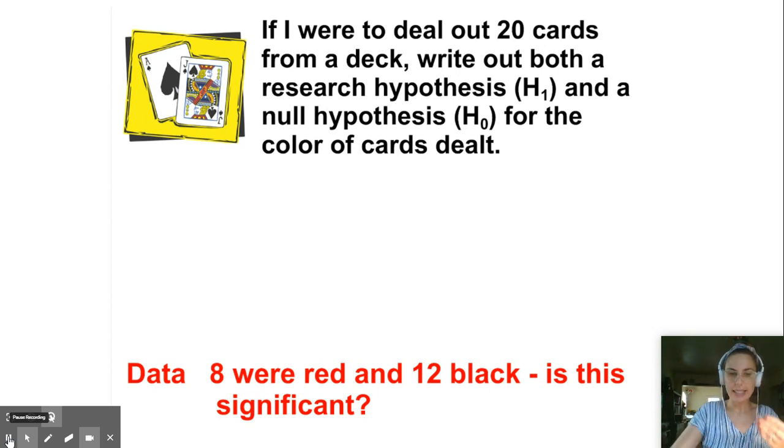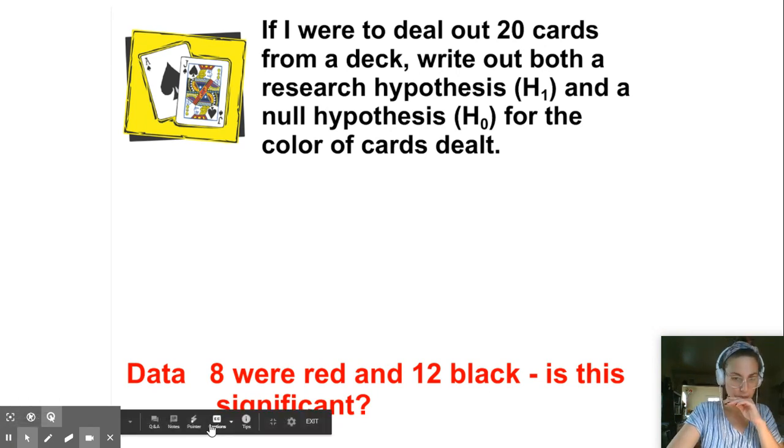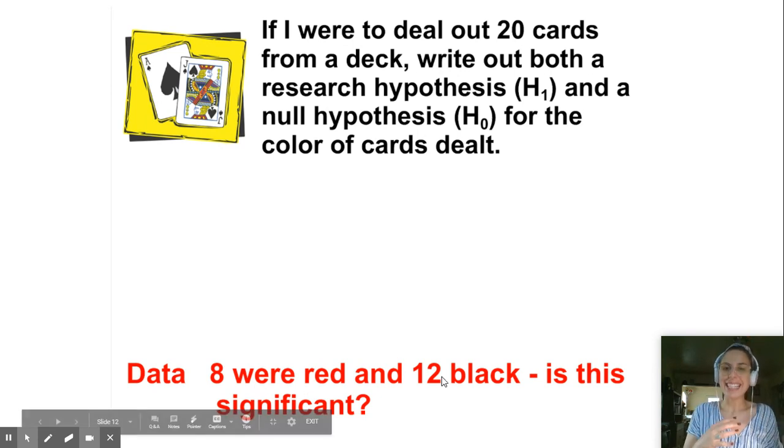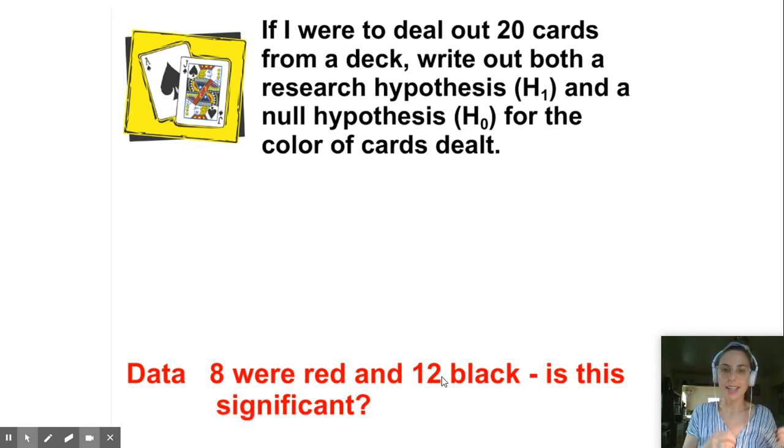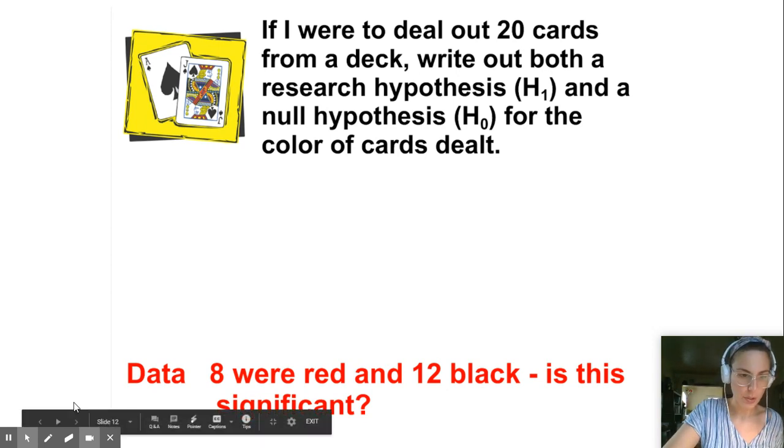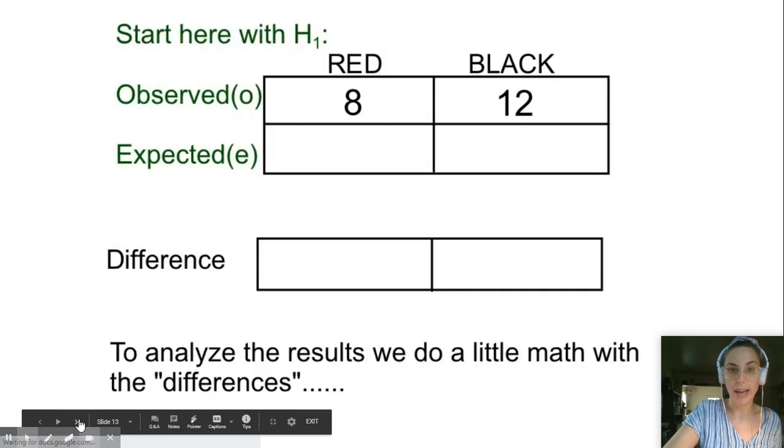In this scenario, though, the data that we ultimately ended up with was 8 red cards and 12 black. Is that statistically significant enough to reject our null hypothesis that it's all up to chance, that it should be 50-50? Okay, so let's do the math.